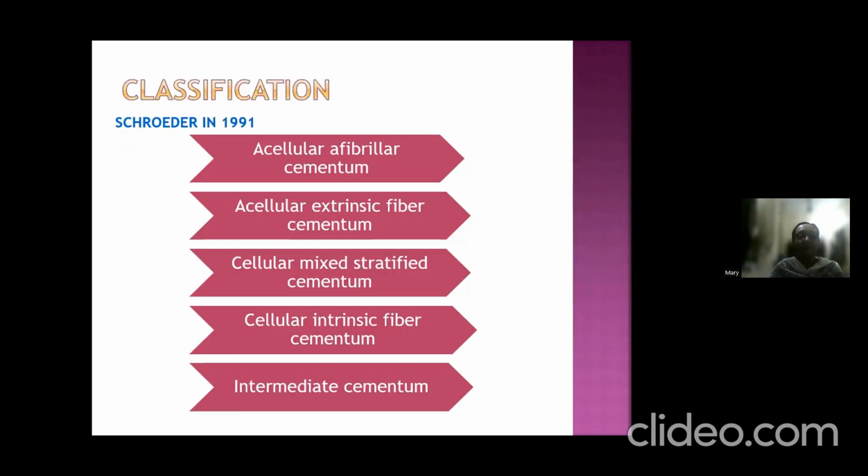Now coming to the classification. Another classification is the one proposed by Schroeder. The first one was by Gottlieb. The second classification was by Schroeder in 1991. There he described 5 types of cementum: acellular afibrillar cementum, acellular extrinsic fiber cementum, cellular mixed stratified cementum, cellular intrinsic fiber cementum, and intermediate cementum.